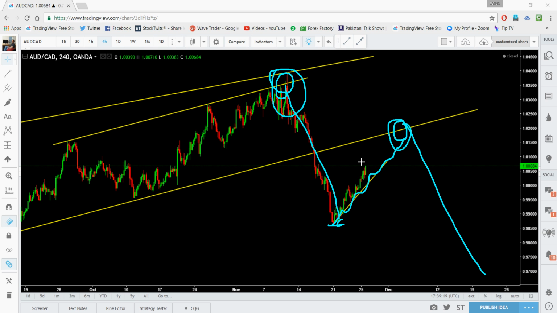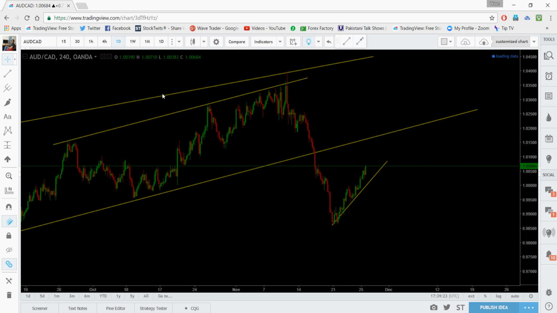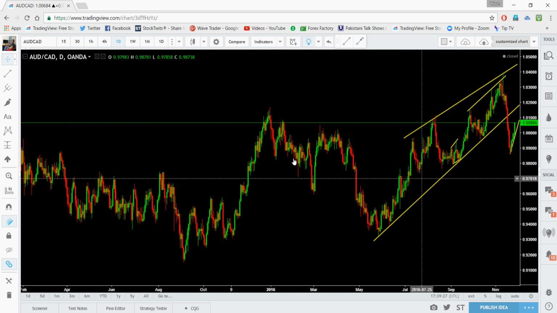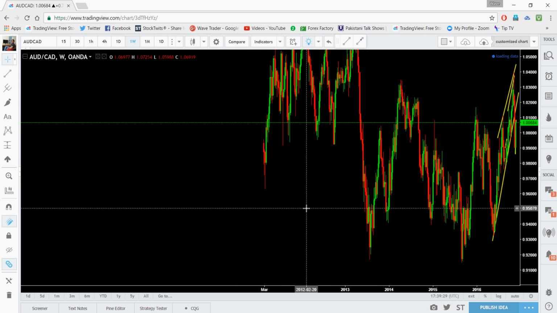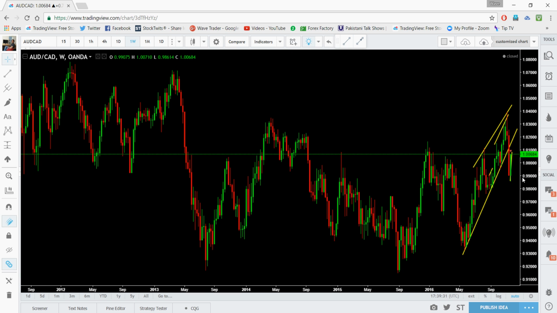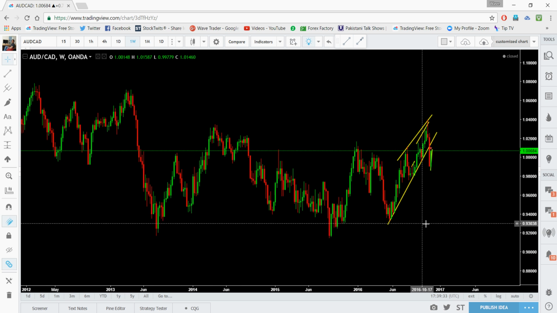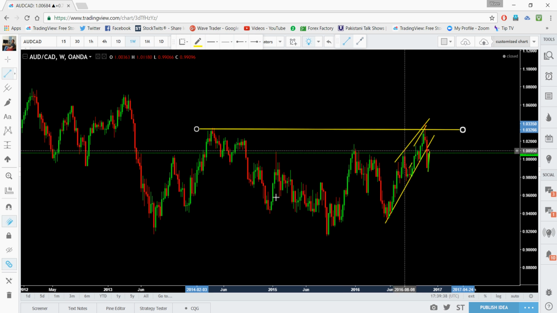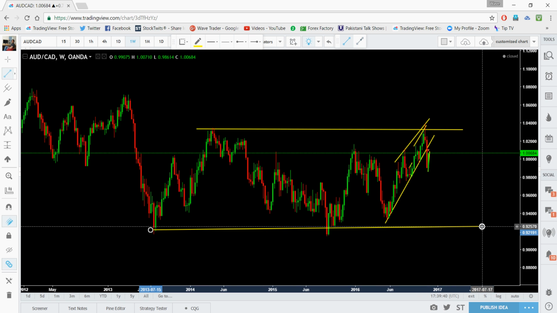Okay, so the bigger trade is to the downside. Yeah, so the bigger trade can take a couple of weeks to hit the bottom, right? So you can get a couple of trades into that particular wave. So the pattern we are looking for is this.